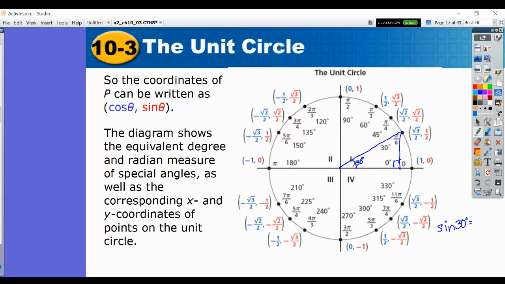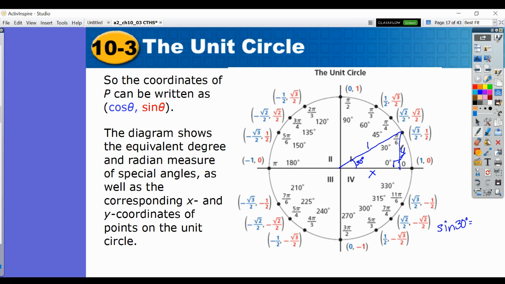For this problem, I'm just going to say that opposite is the y coordinate, across here, adjacent is the x coordinate, and this is a unit circle, so this hypotenuse is length 1. Now for a 30-degree angle, the x-coordinate is square root of 3 over 2.